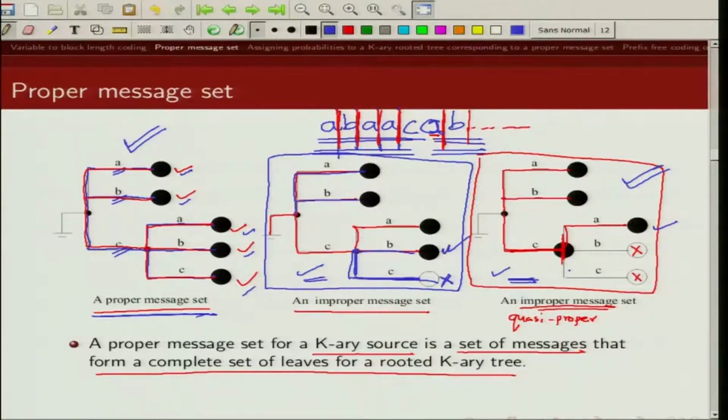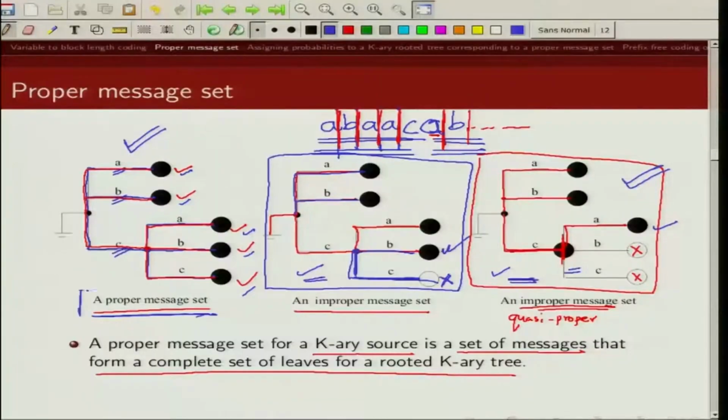Now what's happening here? If A and B are coming, I know that's my message boundary, but if a C comes, I do not know instantaneously whether that's my message boundary or I should look at the next bit. Once I get a C, I need to look at the next bit to decide whether my message boundary is at CA or I should just have the message boundary at C. So I cannot instantaneously tell how to parse the source message. I need to look at the next bit and then decide where my input bit stream should be parsed. So that's the difference between a proper message set and a quasi proper message set.